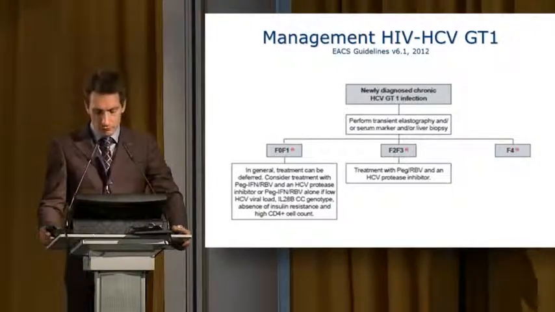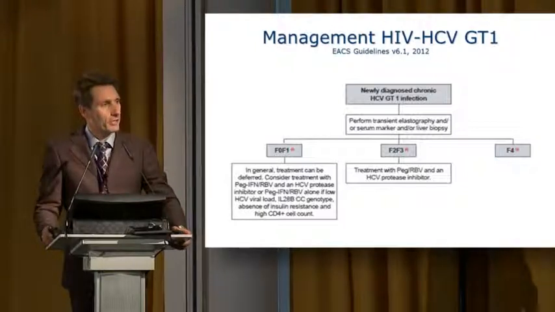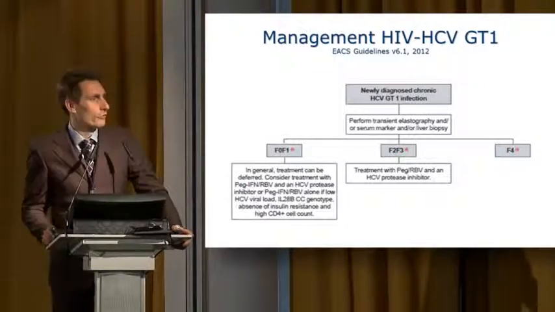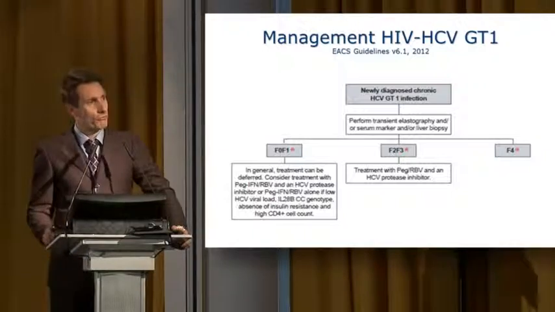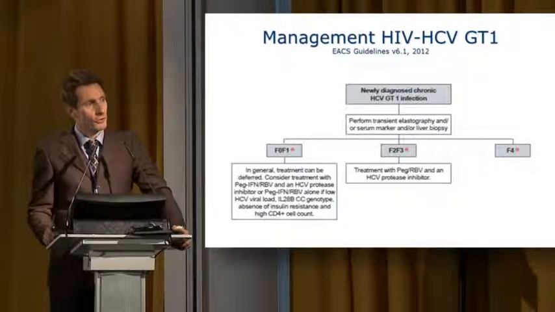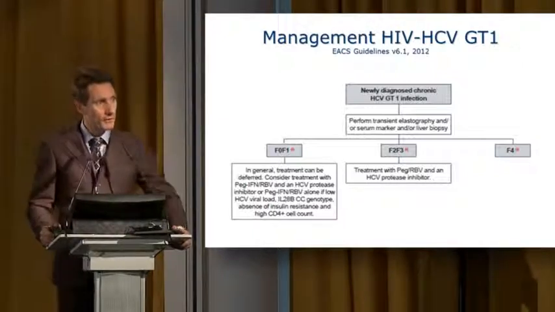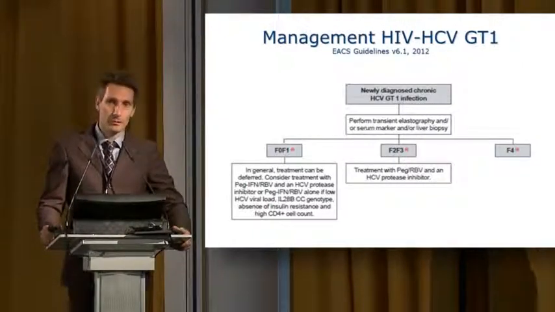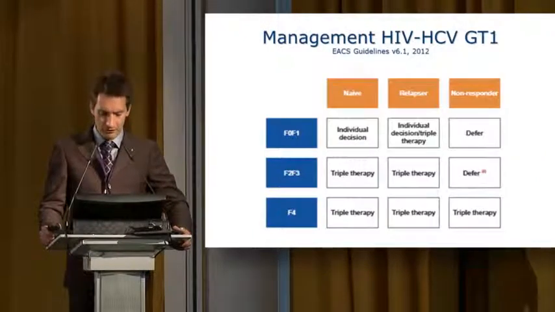In F2 and F3, you should treat those patients with pegylated interferon, ribavirin, and probably a protease inhibitor, but I personally would be more conservative on that, to be honest. We only treat F3 patients with triple therapy, and I think in F2 patients there's still enough time to defer treatment until we have better treatments. And in F4 patients, well, usually, if they're not decompensated and you can treat them, then you will use triple therapy in those patients because dual therapy really does not work well in genotype 1 cirrhotic patients.